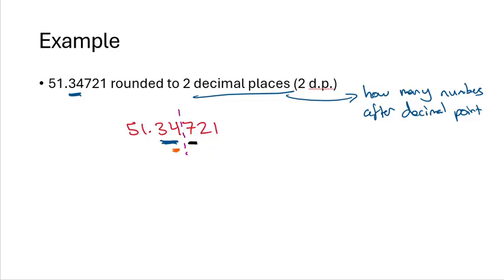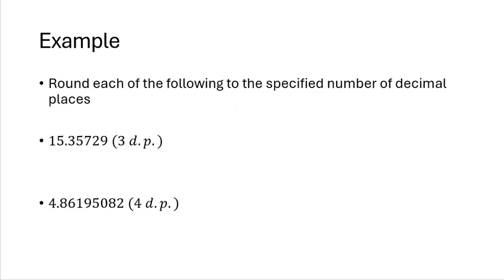Now our rule was 5 or higher, round up. Because it's a 7, we are going to round this up. So my 4 now becomes a 5. So your final answer would technically be 51.35. And now you're done. Now I'll do this one as well. This is for 3 decimal places.